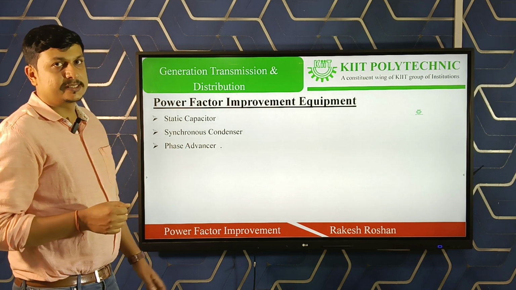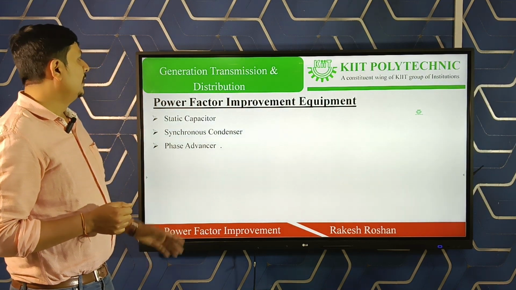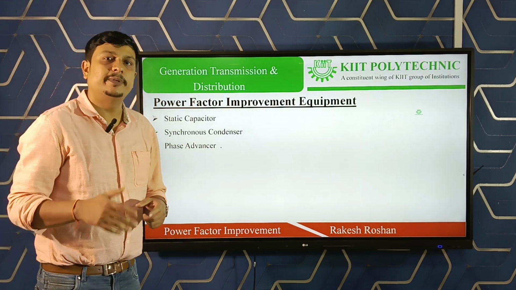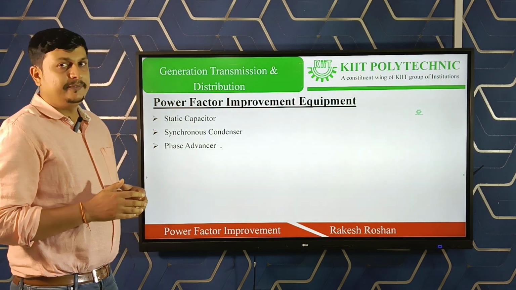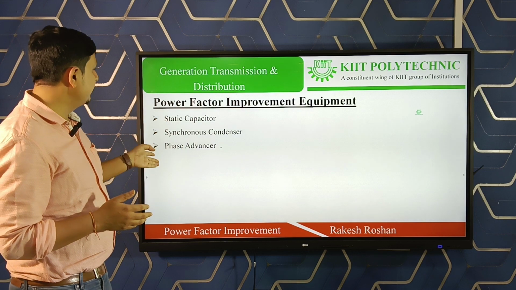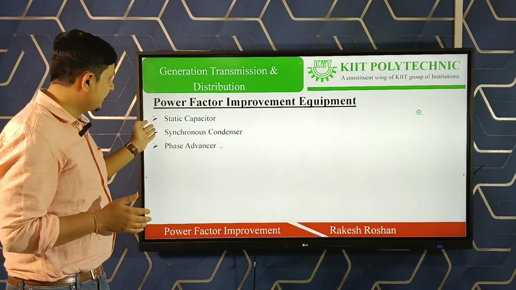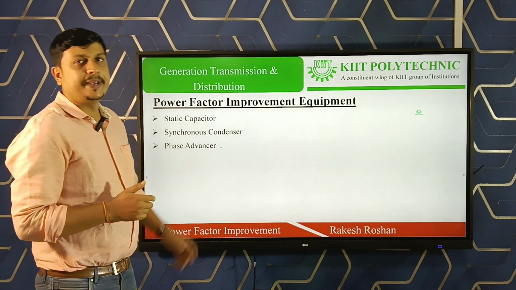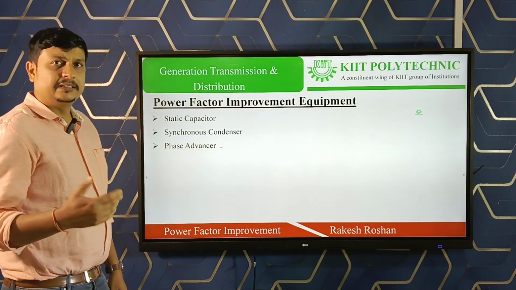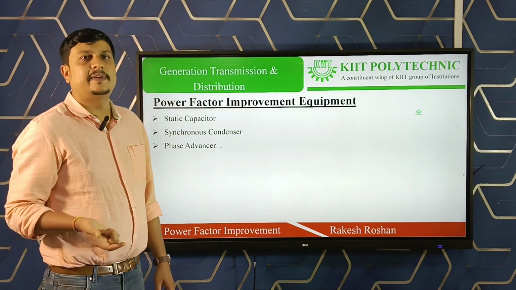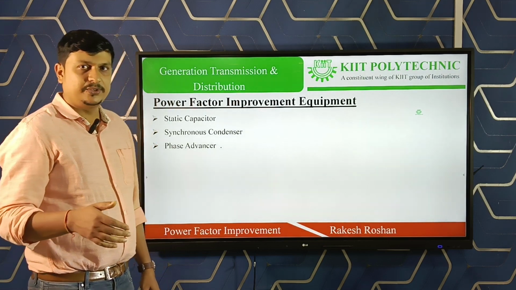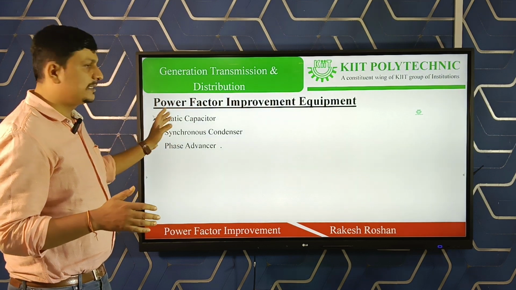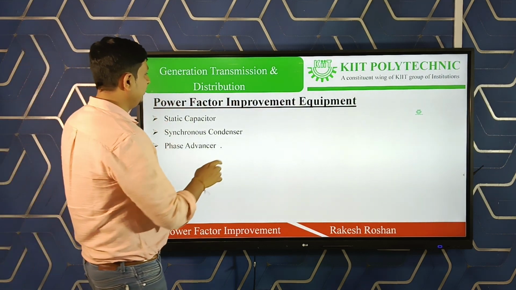So, obviously the topic is power factor improvement equipment. So what are we doing for improving the power factor? Generally we have three conventional devices. First is the static capacitor, another is the synchronous condenser, and third is the phase advancer. Nowadays there are also more advanced devices like FACTS controllers used for power factor improvement, but in your syllabus only these three are there.